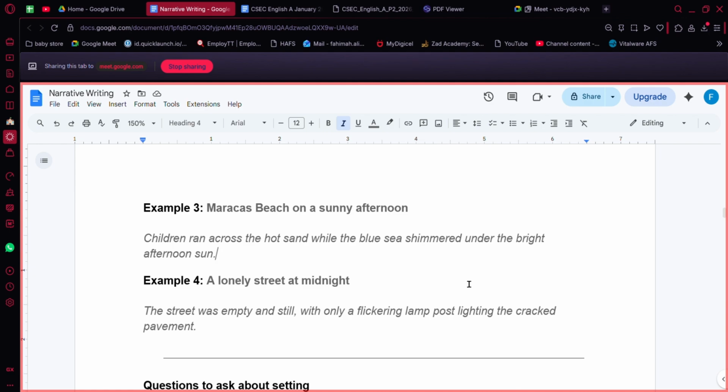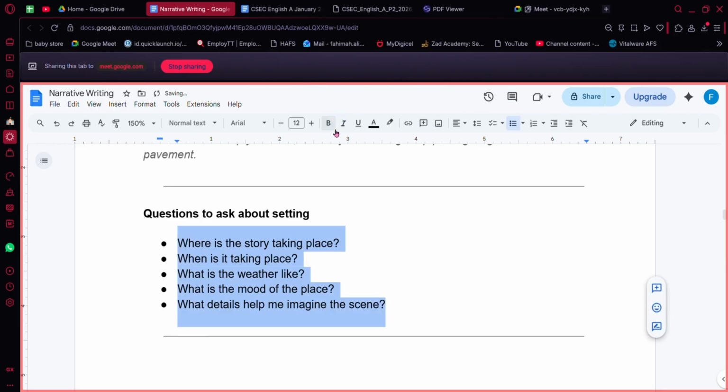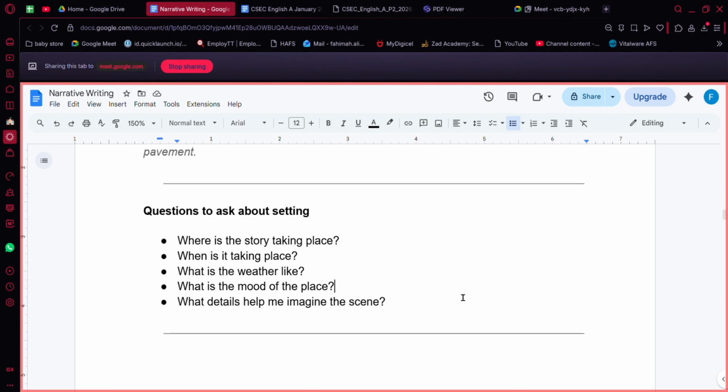So when you have to write your story, your setting, ask yourself several questions. Where is the story taking place? When is it taking place? What is the weather like? What is the mood of the place? And what details might help you to imagine the scene? Whatever details help you to imagine the scene will also help your audience or your readers to imagine the scene. So it is necessary to add them into your story. Now we talk a lot about the setting. Let us move to the characters now.